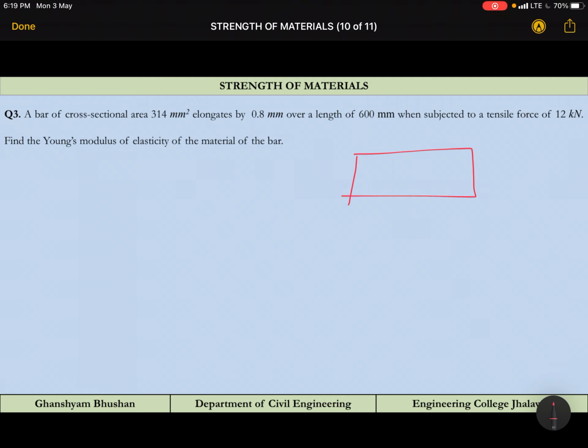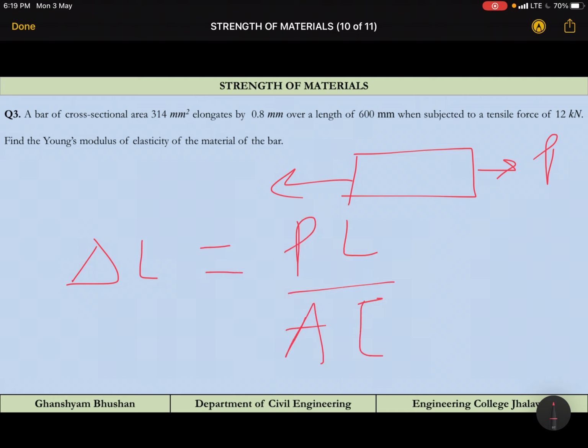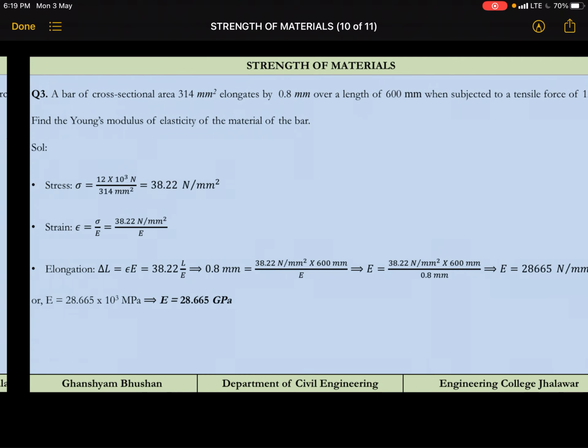So this is a bar loaded by P. So delta L is what? PL upon AE. Clear? So let us see what quantities we have been provided. It elongates by 0.8 mm, so delta L is given. Length is given, 600 mm. Tensile force P is given. Area is given, 314 mm square. So the only unknown is E. So this has become a very simple problem. So E can be PL upon A into delta L. Let us see how much it is coming.